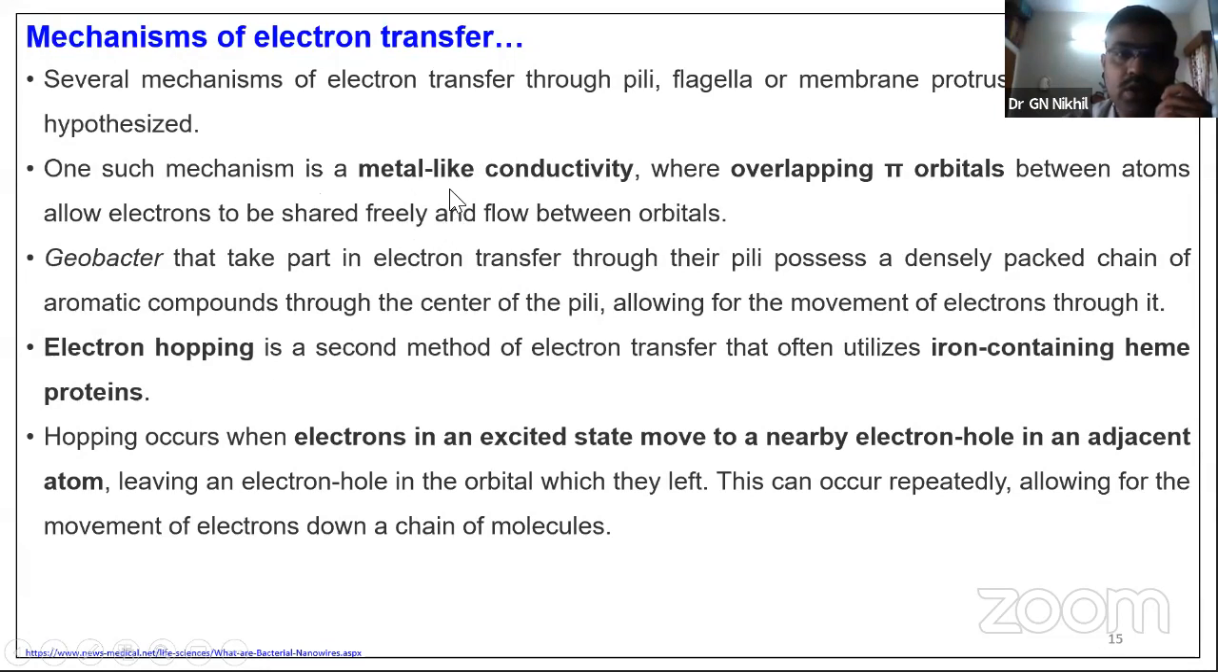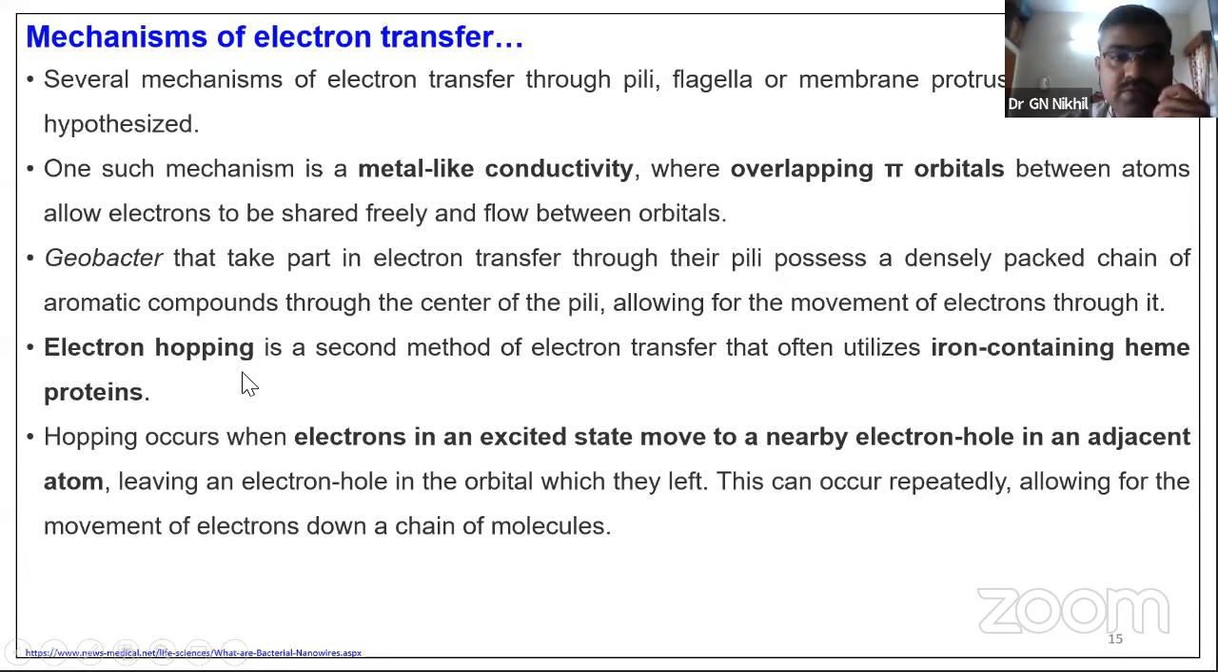One is metal-like conductivity. So the pili-like structure itself acts as a wire, and based on the overlapping pi orbitals which are present between the atoms, the electrons are shared freely and flow between the orbitals. So basically, between the pi orbitals they overlap, and accordingly the electrons are shuttling towards the electrode from the bacteria.